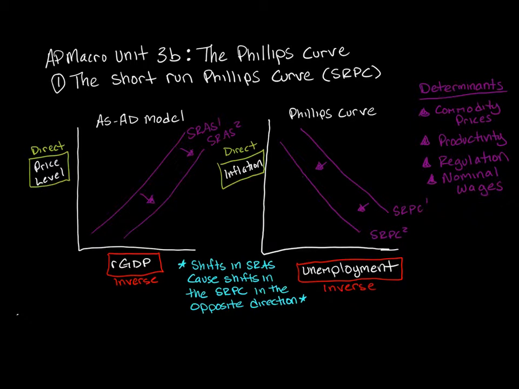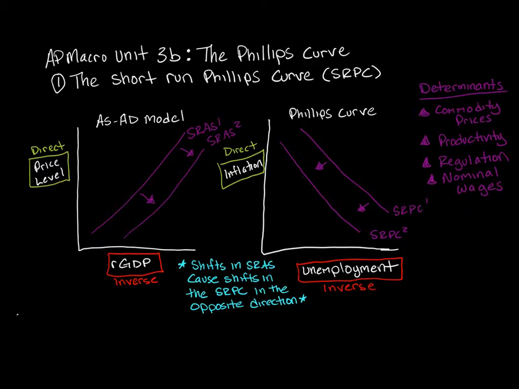So the x-axis of the ASAD model is tracking real GDP or real productivity, whereas the x-axis of the Phillips curve is tracking the unemployment rate as a percentage. The students theoretically should know at this point that productivity and the unemployment rate have an inverse relationship with each other. So as the economy becomes more productive, we hire more workers to produce additional products, and the unemployment rate falls.